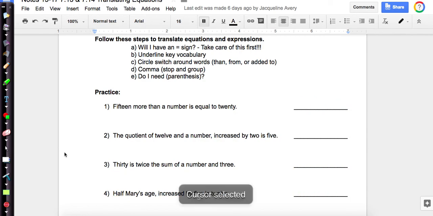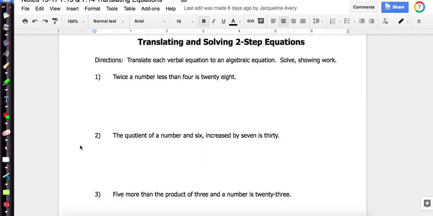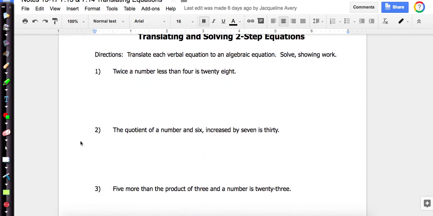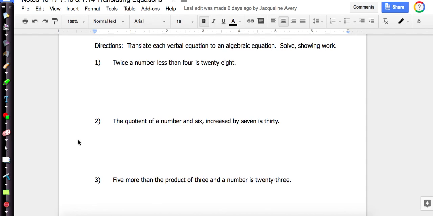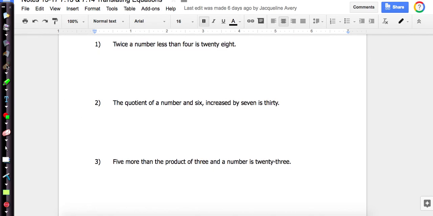Okay, moving right along. Let's look at the last page here. It says translating and solving two-step equations. So translate each verbal equation to an algebraic equation. Solve showing your work. Okay? So we're going to write these, and then we're going to show our work quickly because when we solve the two-step, it's going to be a review of what we've already learned.